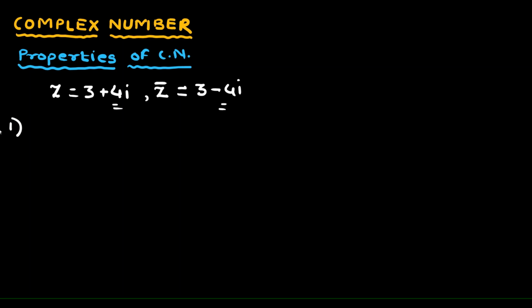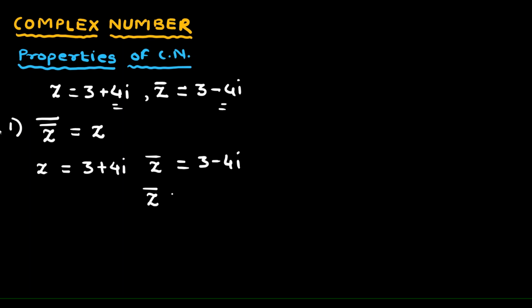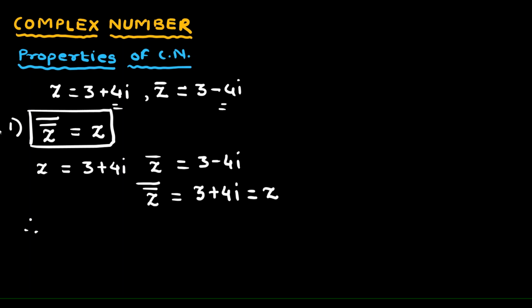The first property is that the conjugate of the conjugate of a complex number is equal to the complex number itself. For that, I consider the complex number z equals 3 plus 4i. Then the conjugate will be 3 minus 4i. And if we take the conjugate again, it will be 3 plus 4i. That means it is equal to z. So this verifies the result.